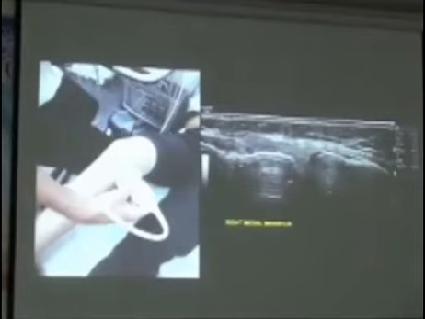So to examine the medial meniscus, once again, I just have the patient laying on the bed.